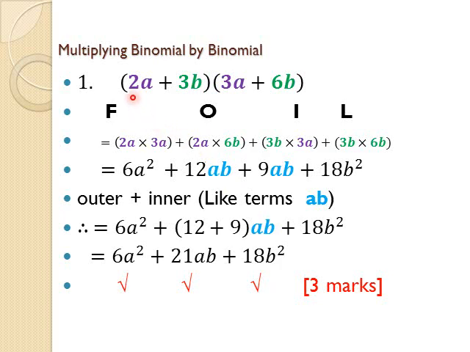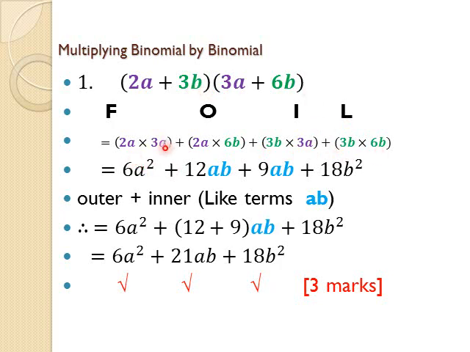If we look at the first problem here, I have 2a plus 3b times 3a plus 6b. So using FOIL, I'm going to multiply the first with the first, so 2a times 3a. My outers, this is outer and outer, so 2a times 6b. My inners, 3b times 3a. And my last, 3b times 6b.